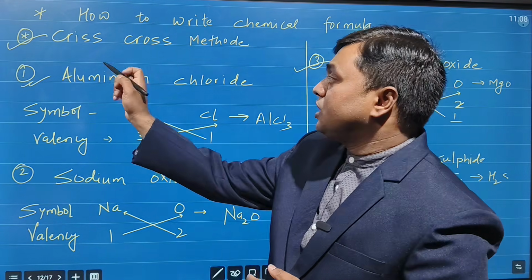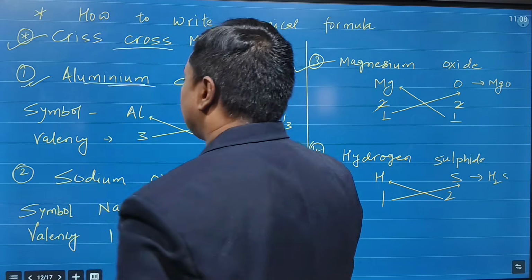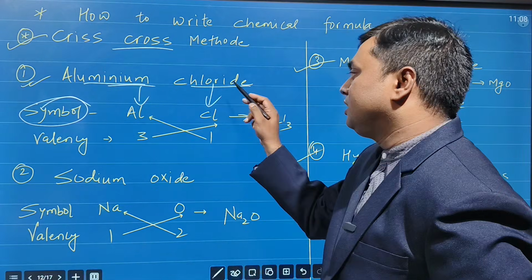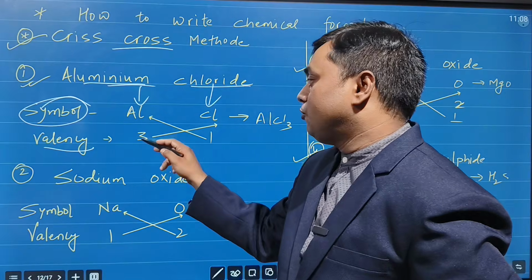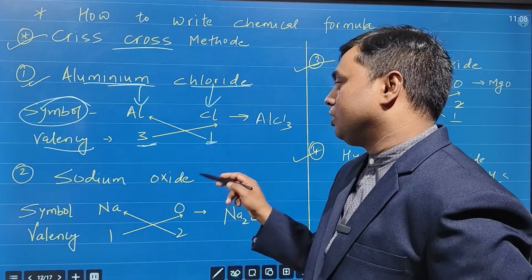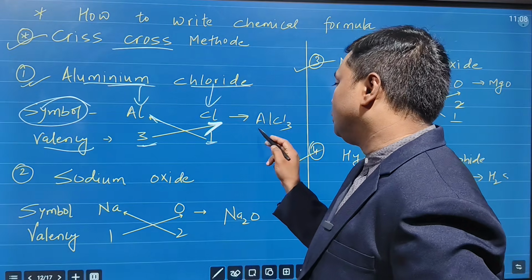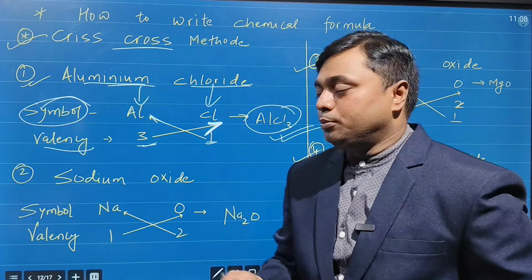So first, crisscross method. Aluminum chloride, you see. First of all we are writing the symbols. Aluminum symbol is Al, chloride stands for chlorine actually, Cl. Below we are writing the valency. Aluminum valency is 3, chlorine valency is 1. Now crisscross method. 1 will move here and 3 will move here. So AlCl3 is the chemical formula for aluminum chloride.